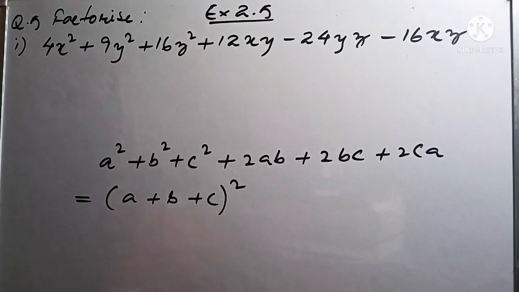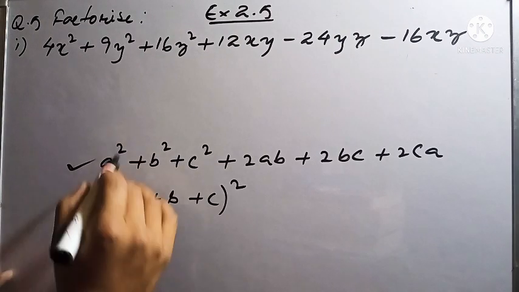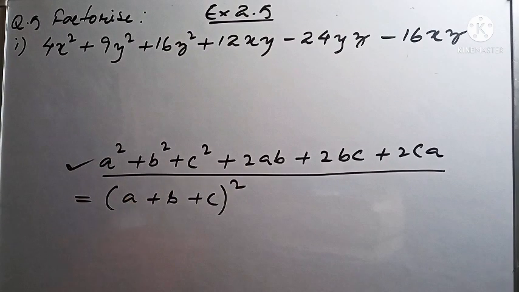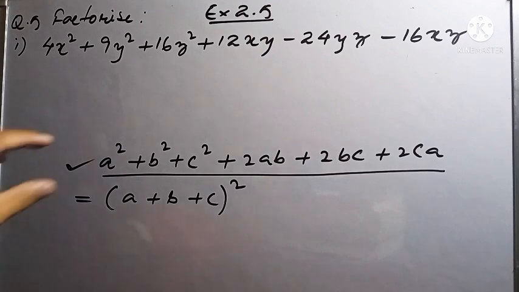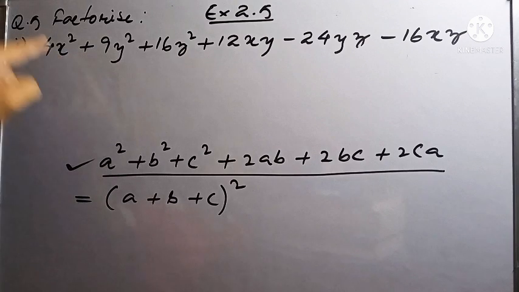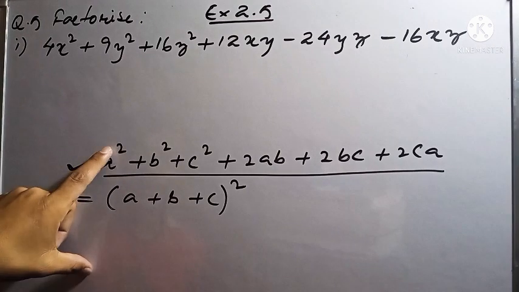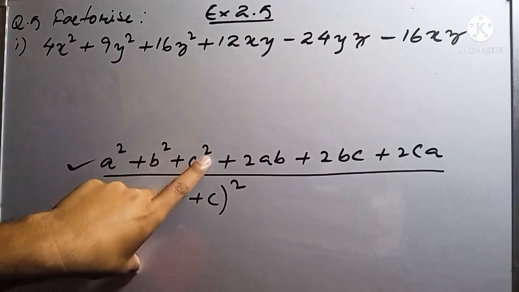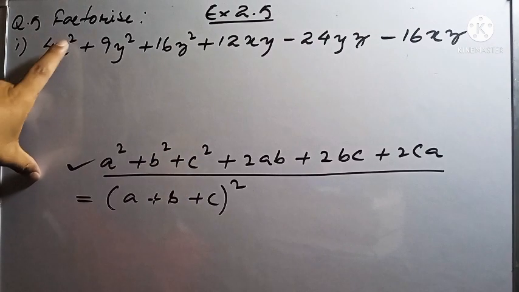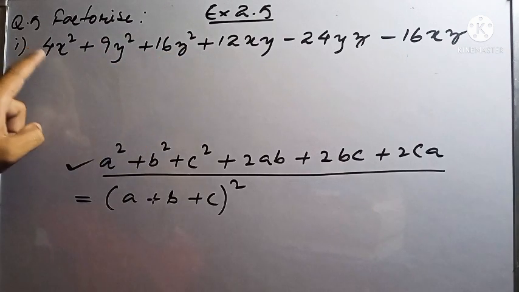Now let us see, will it be possible for us to express this expression in the form of this? But in the formula, there is not even a single negative. Everything is positive. But in this expression, some of them are negative. Don't worry about the sign. I find here a square, b square, and c square. Here is x square, here is y square, and there is z square. And what about this 4?